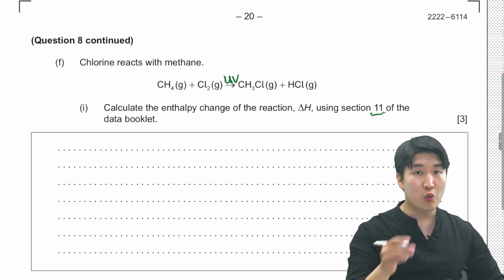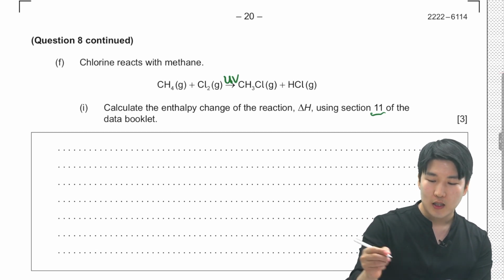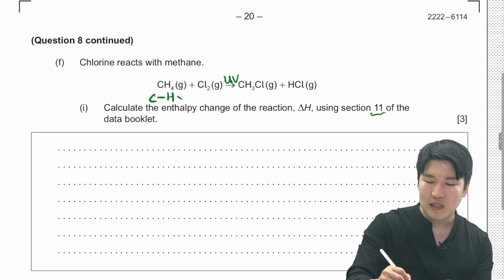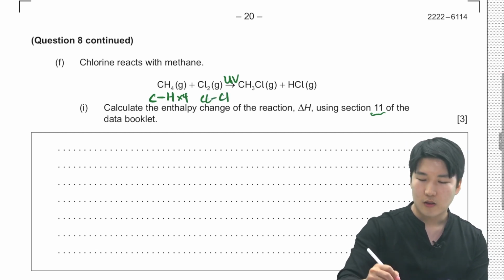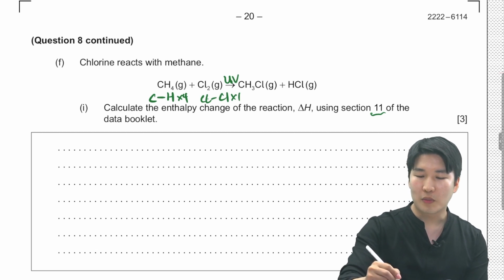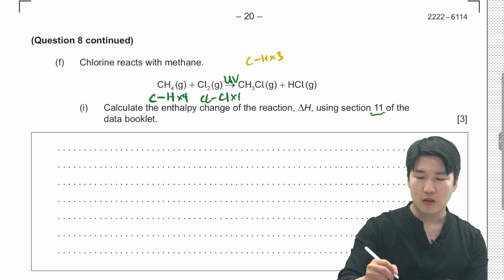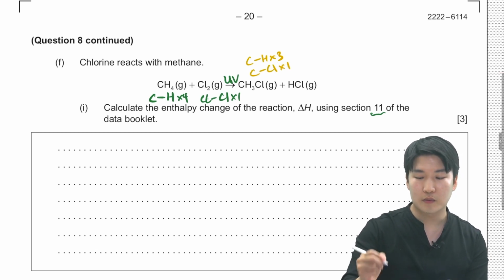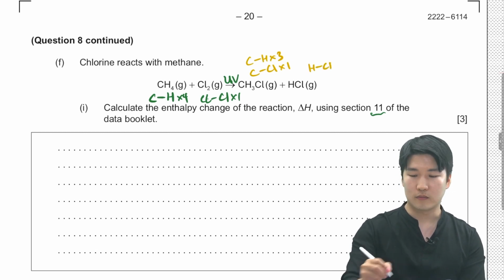Section 11 tells us that we will be using bond enthalpy values, where we will be breaking 4 CH bonds, 1 Cl to Cl, and we'll be forming 3 CH and 1 CCl, and finally 1 HCl.